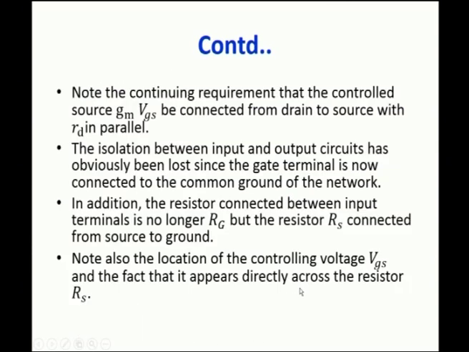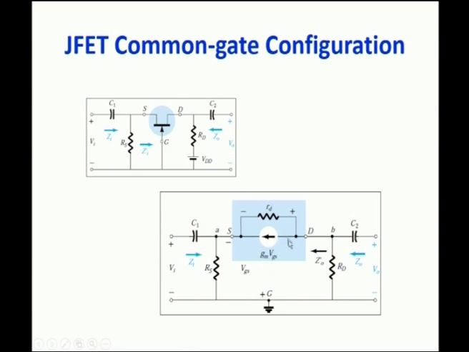When you compare this circuit and this circuit, only this part is redrawn. Since this RS terminal is connected from source to the common terminal, and there is no connection between the input and output part, we have to calculate the impedance at this side, that is Zi', and this will become parallel to the resistance RS, and that is the final effective input impedance of the entire circuit.